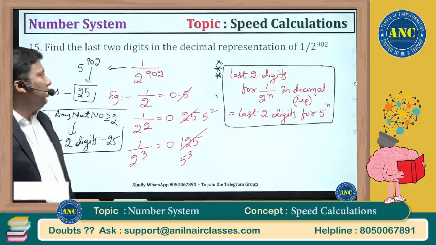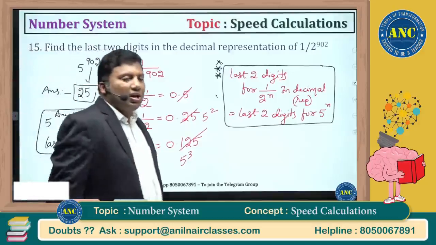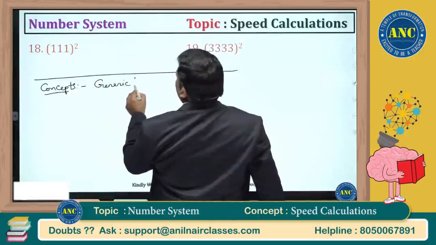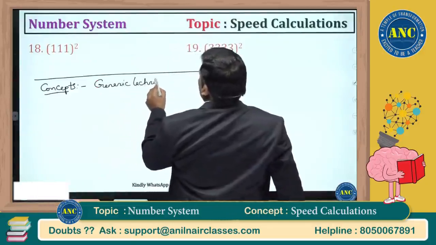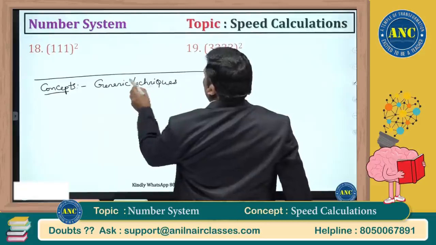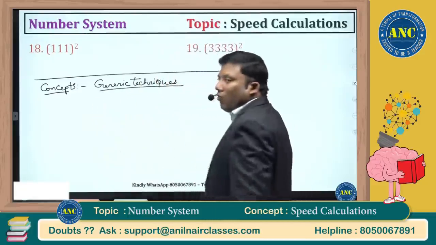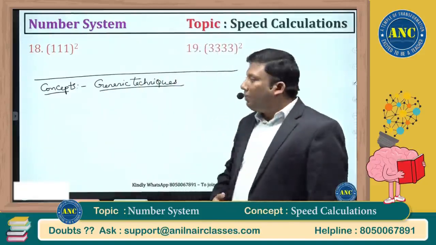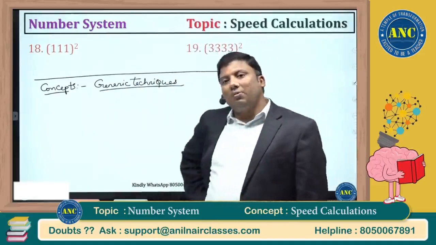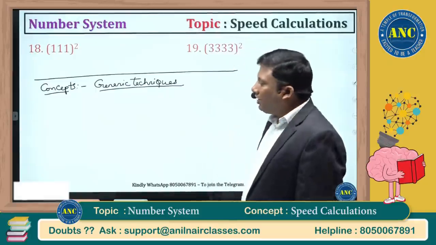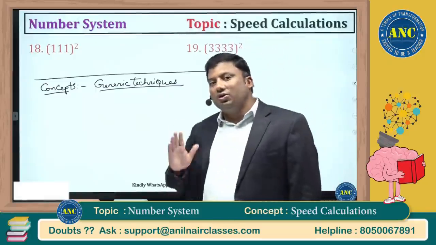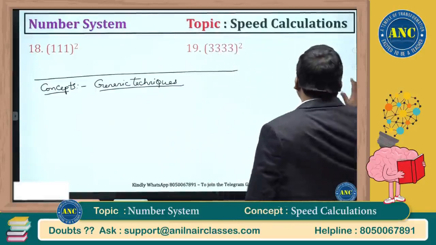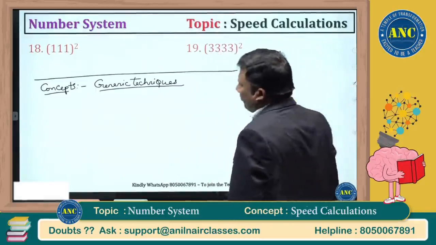Everybody, let me know whether the logic of this question is clear to you. These are generic techniques. One by one we will discuss. What we did till now: we did the square of a number using the a plus b whole square logic, the a square minus b square logic, and some beautiful concepts related to the square of a number ending with 5. Now, generic techniques.